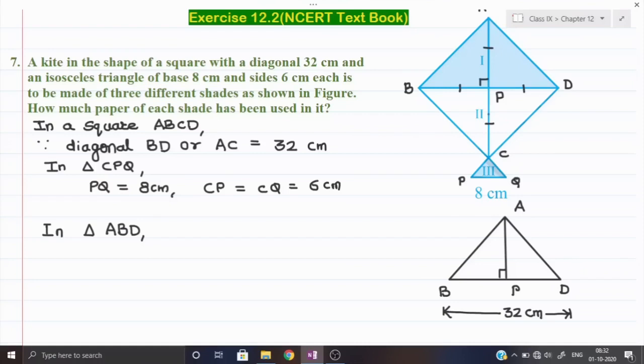So AP and PC are half of AC, BP and PD are half of BD, and since AC and BD are equal, their halves will also be equal. So we can say that the value of BP is 16 and the value of PD is also 16, and hence the value of AP is also 16 centimeter because the half will be the same. So that only we shall mention here.